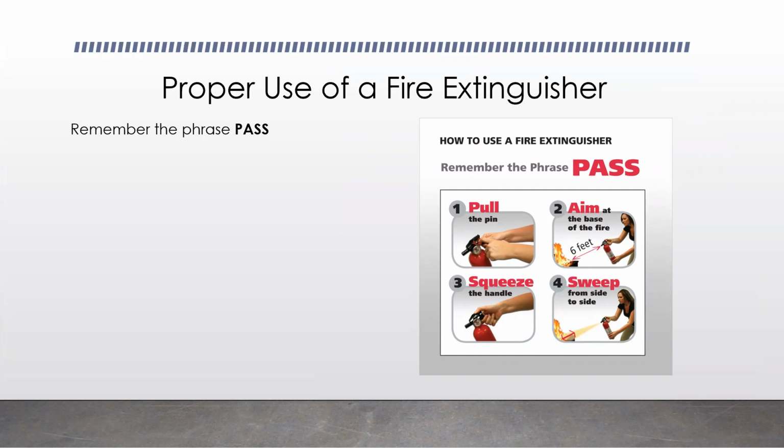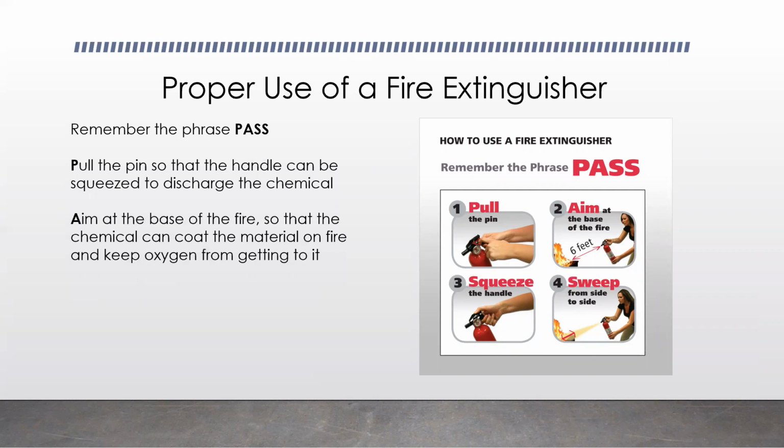The acronym PASS is used to describe the 4 basic steps in using a fire extinguisher. P is for pull. You need to pull the pin near the handle of the extinguisher. This will also break the tamper seal. This allows the handle to be squeezed to discharge the chemical.